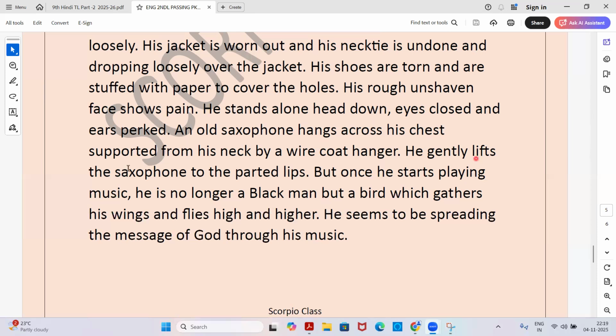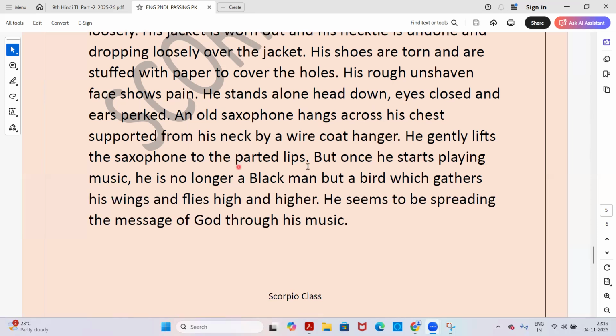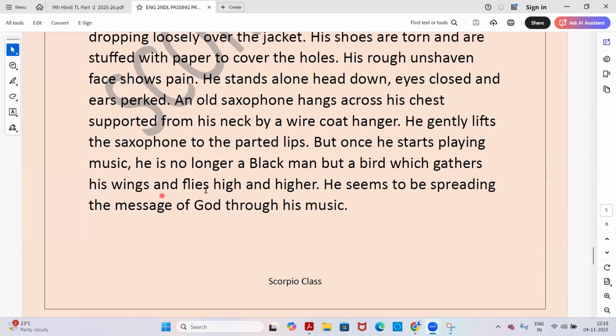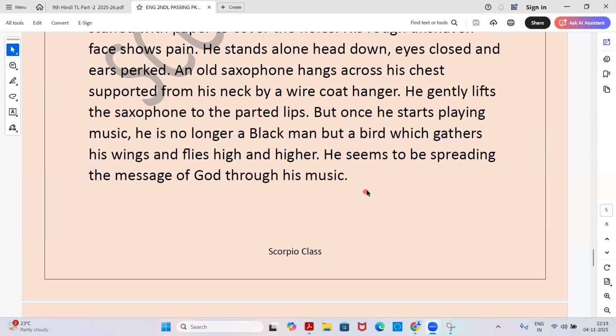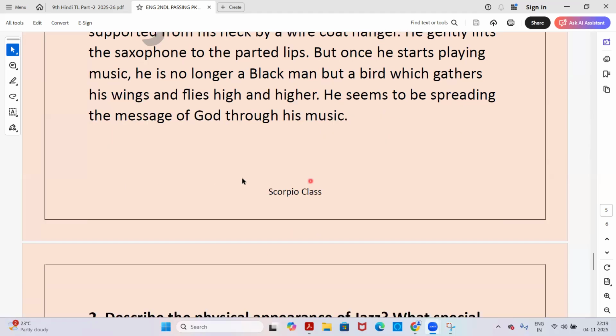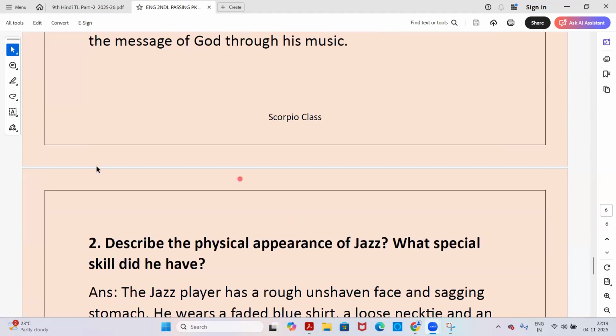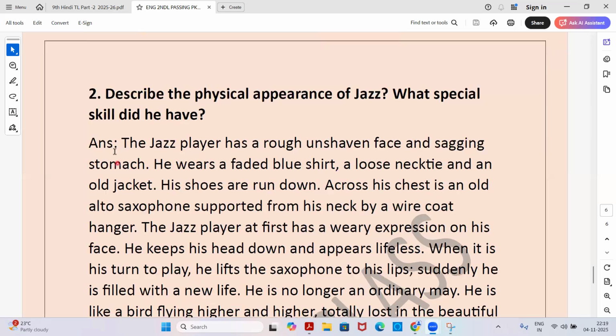He gently lifts the saxophone to the parted lips, but once he starts playing music, he is no longer a black man, but a bird which gathers his wings and flies higher and higher. He seems to be spreading the message of God through his music. So, in gist, this is the entire summary of the poem, the central idea, the message, the substance, all in one. So, you can write this answer. Now, we move on to the next question.